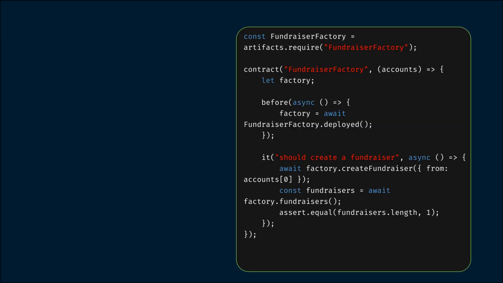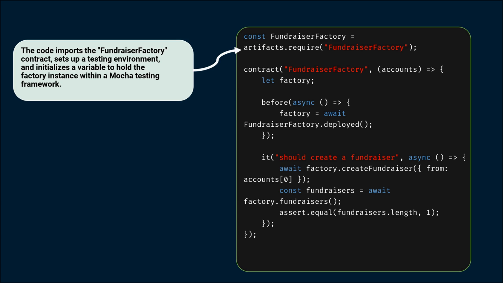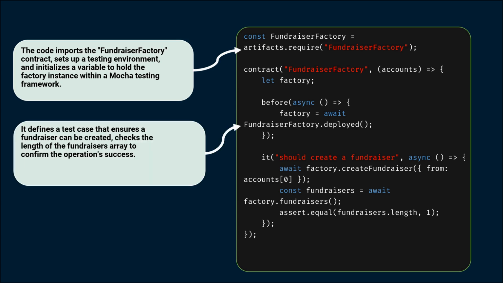Now let's implement the testing suite for our FundraiserFactory contract using the Truffle framework. The contract function defines a test for the factory, specifying FundraiserFactory as the contract to test and accounts as the predefined Ethereum accounts available during testing. Inside this structure, we'll create a variable to hold our factory instance, ensuring it's accessible across the different tests. Next, we use the before hook to deploy the FundraiserFactory contract before running our tests, preparing our testing environment. This setup guarantees that the factory is correctly instantiated each time the tests run.